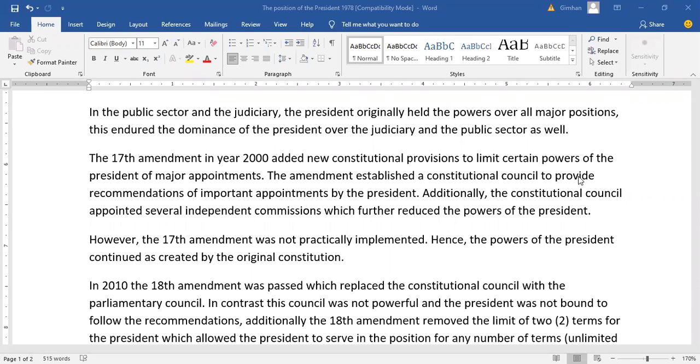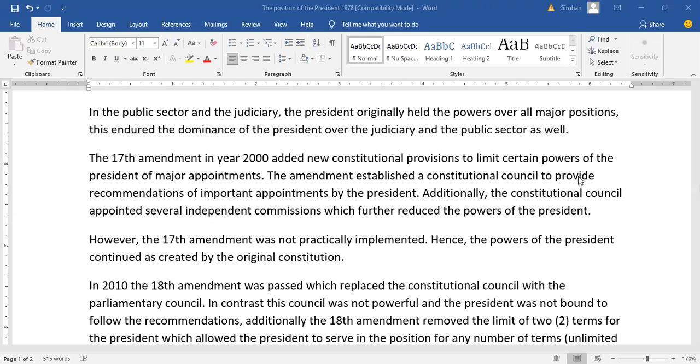Then the attorney general, the auditor general, the election commissioner, the inspector general of police, the ombudsman, all these big positions in the government were appointed by the president on his sole discretion. Literally sole discretion. He could literally appoint anyone. Right?